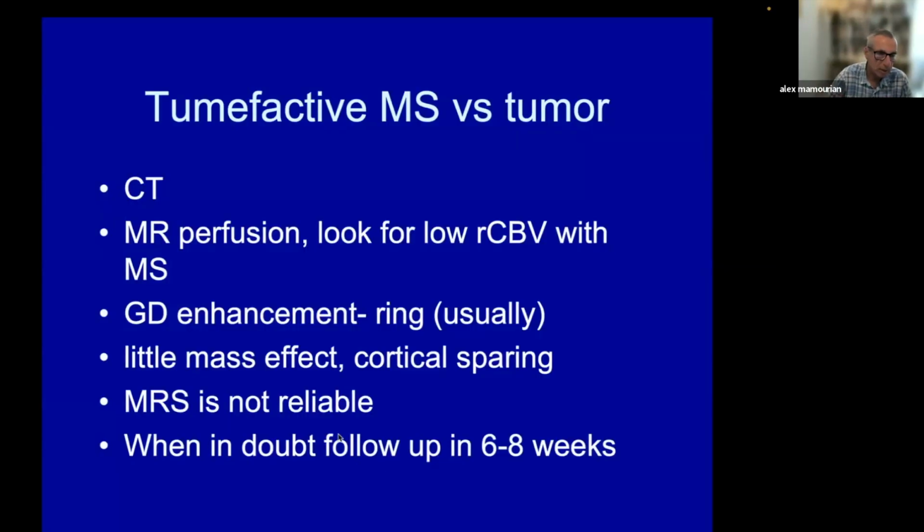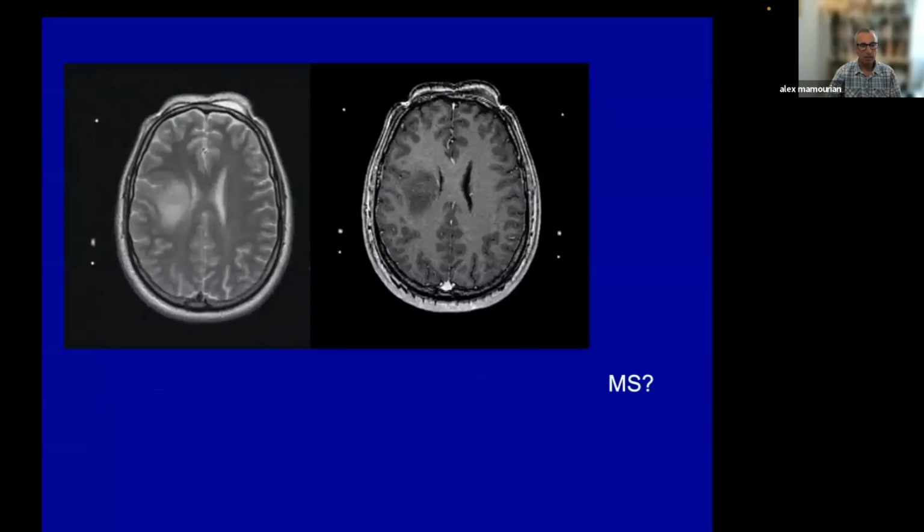I pointed out MR spectroscopy is not reliable, and I don't really know what to suggest in these cases, because we know MR spectroscopy is not reliable in low-grade neoplasms, and if it's not reliable when it's positive, then I don't know what the point really is of doing it. I wouldn't recommend using spectroscopy. And again, when you're in doubt, just follow up in 6 to 8 weeks. It's better to delay the diagnosis of a brain tumor by a month or two, which really will not substantially affect prognosis, rather than to biopsy an MS lesion.